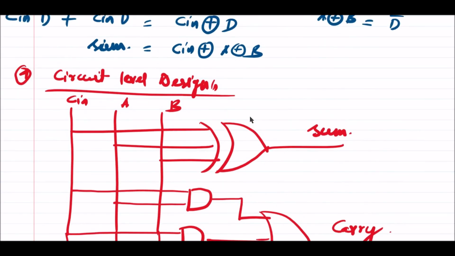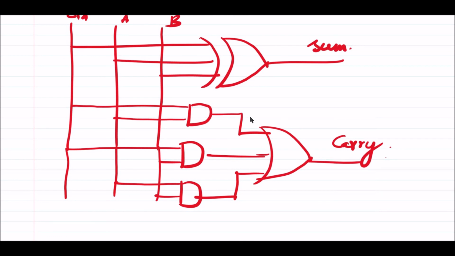So in this way we can design the full adder by the help of a 3 input XOR gate, a 3 input OR gate and 2 input AND gates.